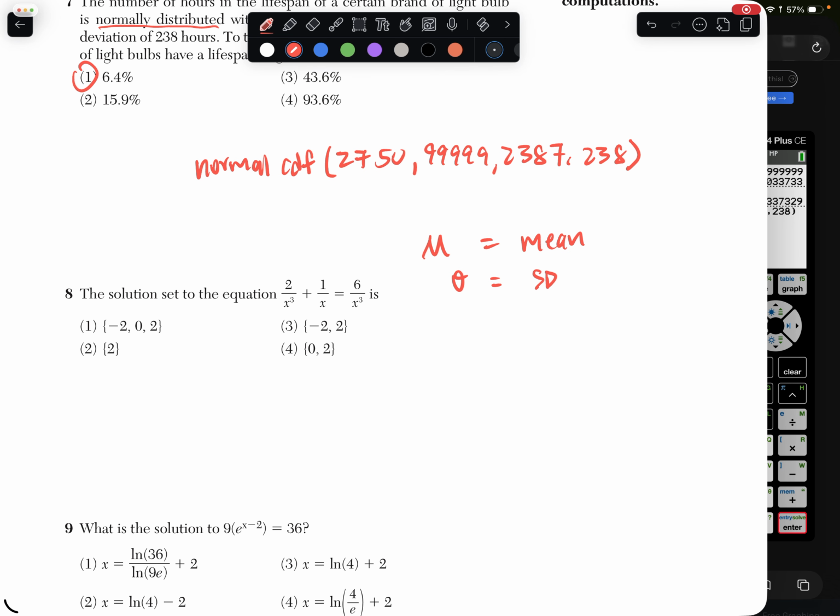All right, the solution set to the equation is, so for this one, what you can, of course, do is just graph it.